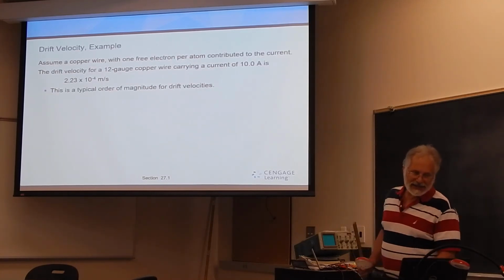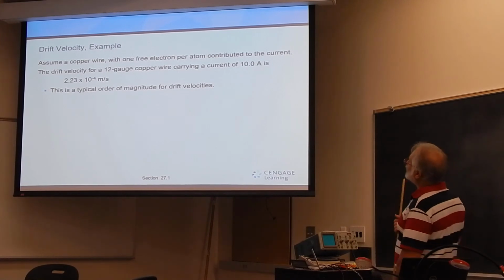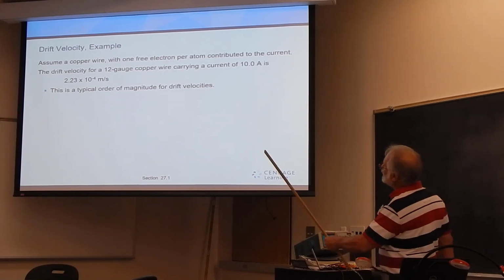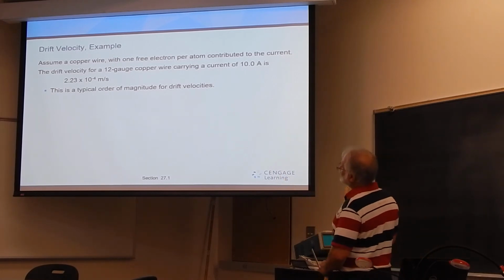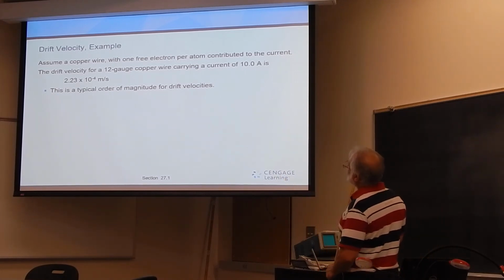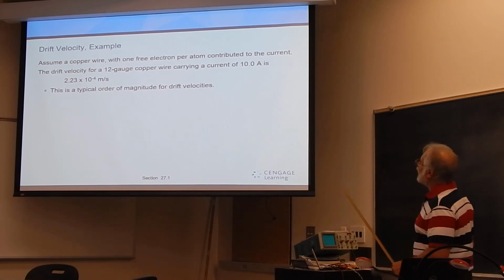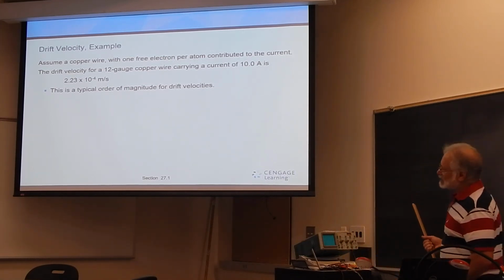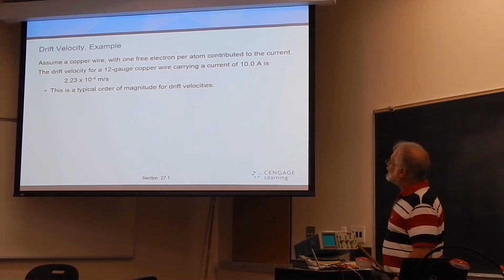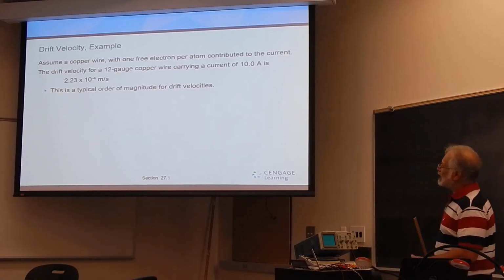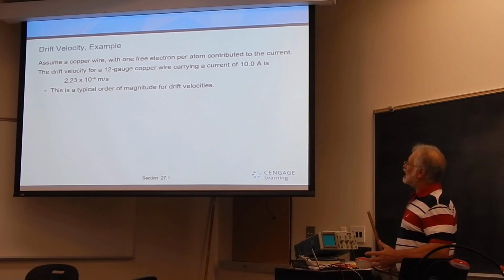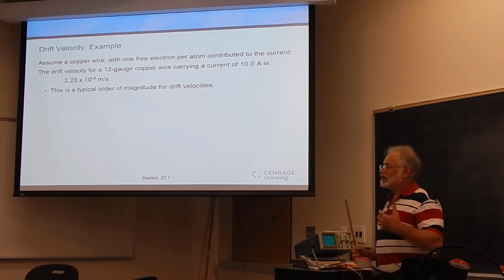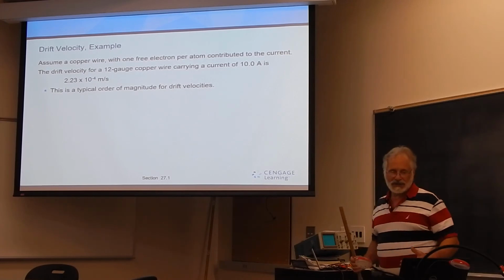We can do a quick example. Suppose we have copper wire with one free conduction electron per atom. We can calculate the drift velocity for copper wire, 12 gauge, that has a current of 10 amps. The drift velocity is about 2.23 times 10 to the minus 4 meters per second. That's about average for drift velocity, but that's going to be considerably less than the actual speed of the current going through a circuit.